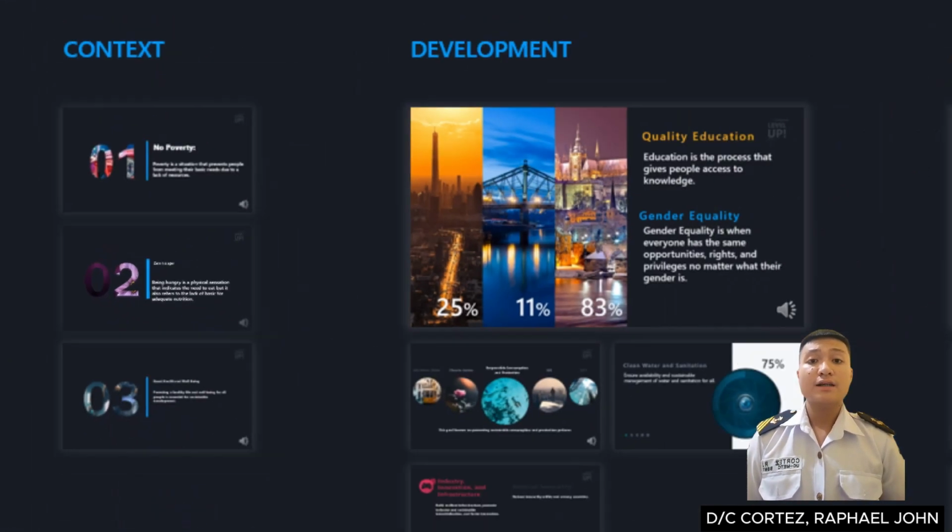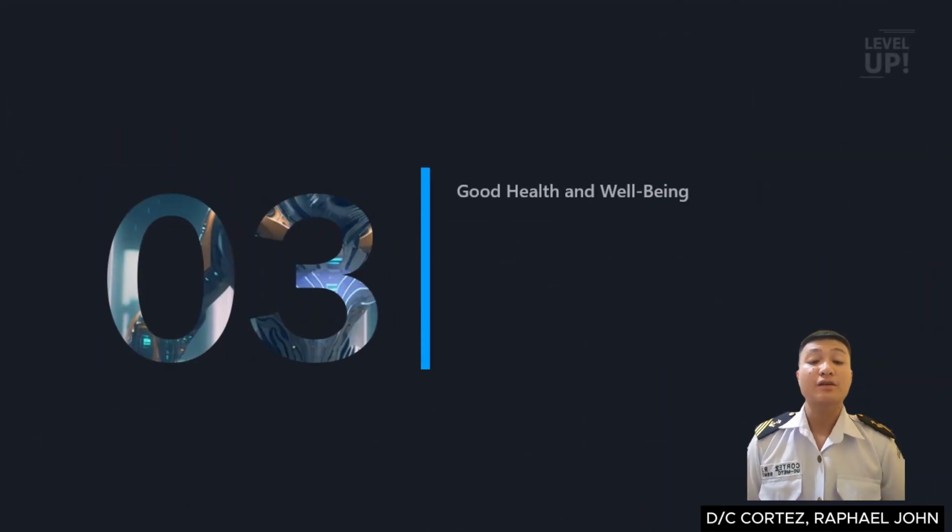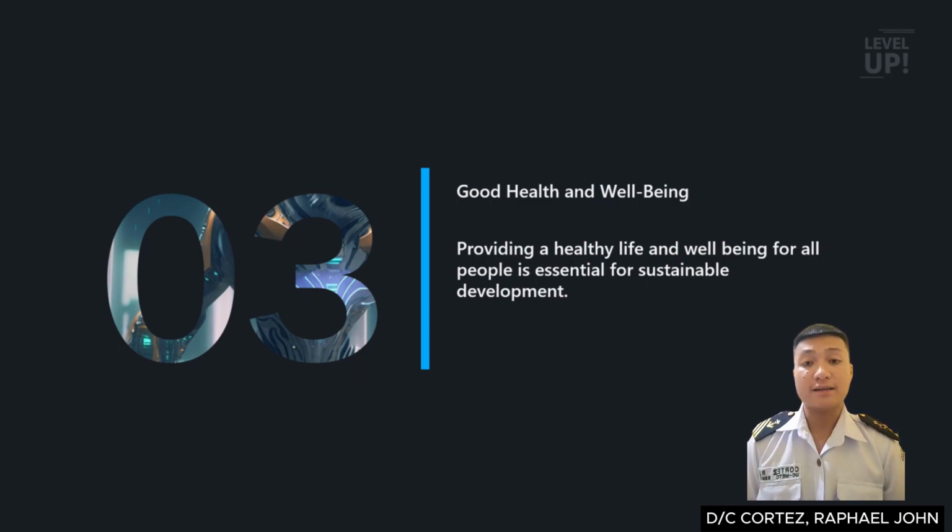So now, let's talk about the third Sustainable Development Goal of the United Nations. The third is good health and well-being. Providing a healthy life and well-being for all people is essential for sustainable development. According to the United Nations, millions of people die every year because they can't access medicine or medical care. Also, many children die each year from malnutrition or because they can't access medicine.